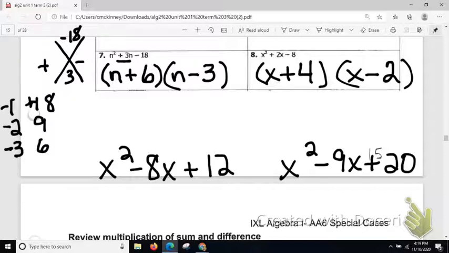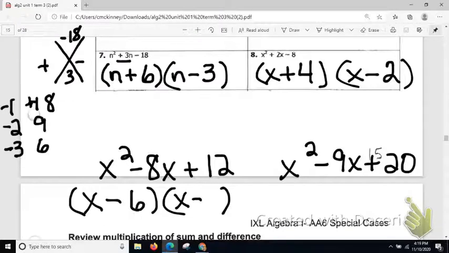If there is a plus at the end, the signs have to be the same. If two things multiply to give me a positive, they have to have the same sign. But if they're adding up to be a negative, that means those both must be negative. So what would multiply to be 12, but add up to be 8? 6 and 2, but they're both negative.